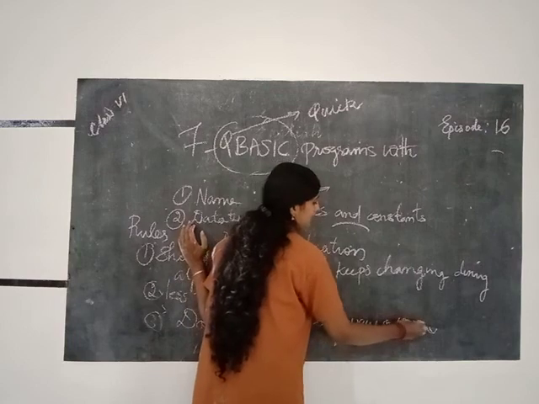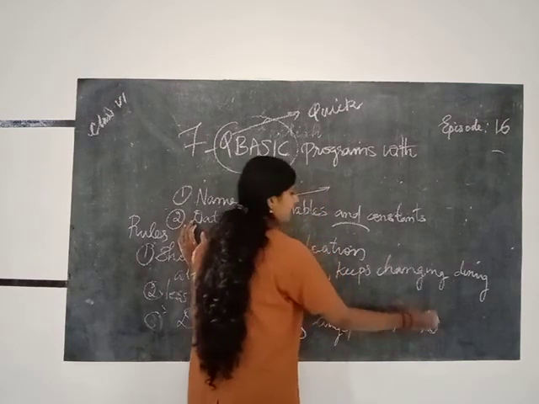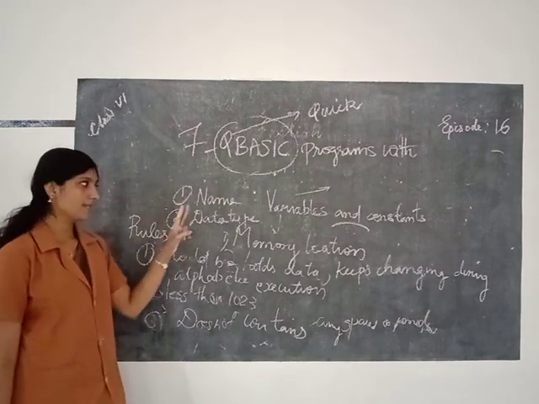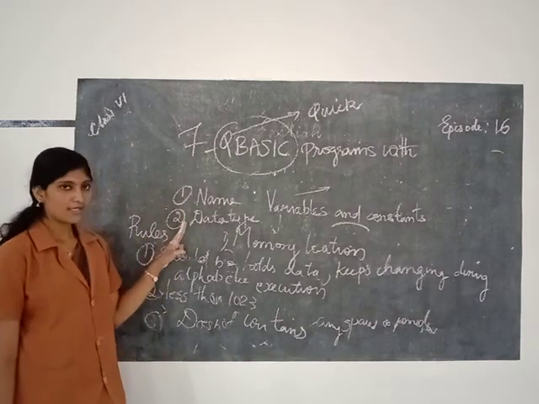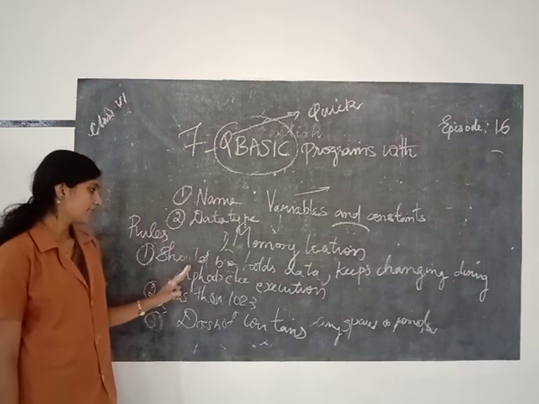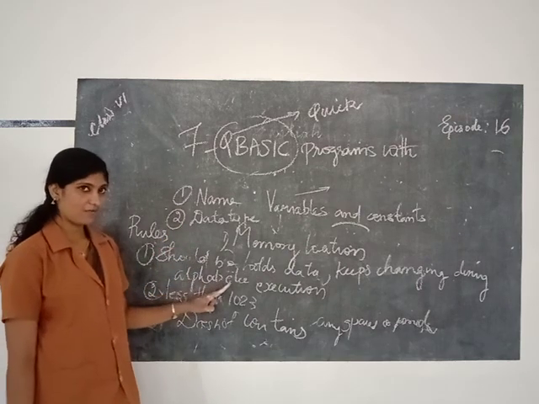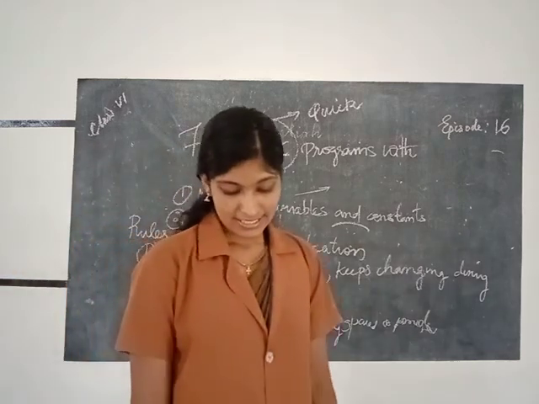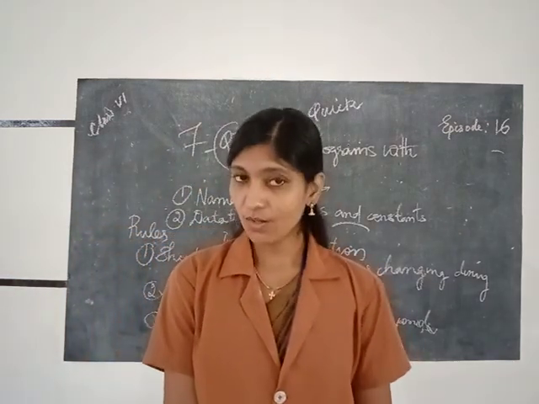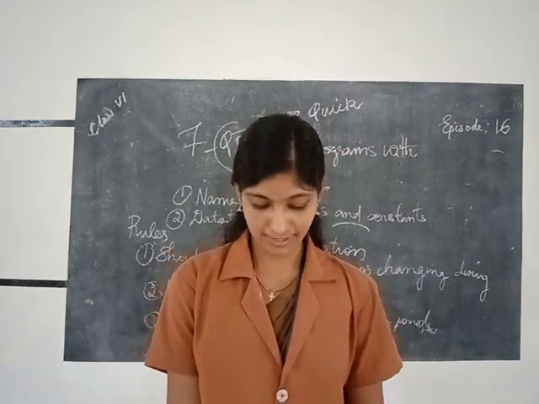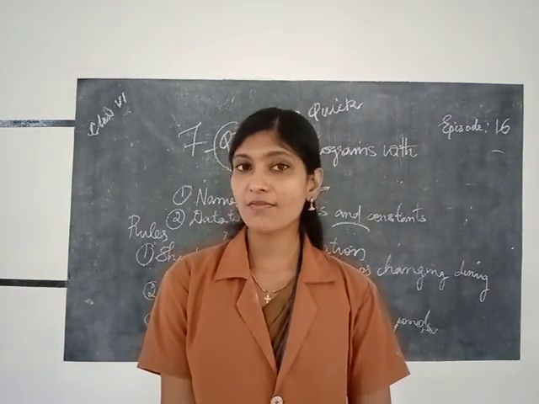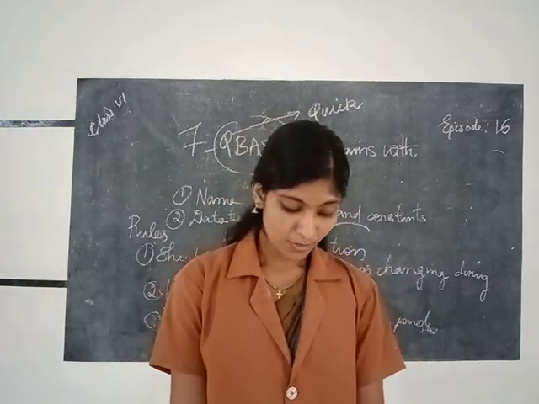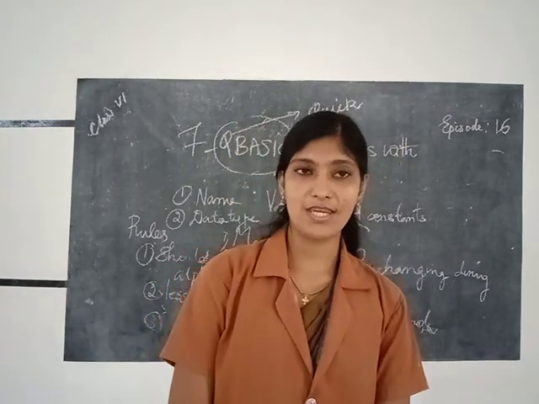These are the main three rules for declaring a variable. Sorry, for identifying a variable. First, what is a variable? Then what are the two things? Then next, how to declare a variable and what are the rules. Next, we know there are two types of variable. What are they? Numeric variable and string variable.